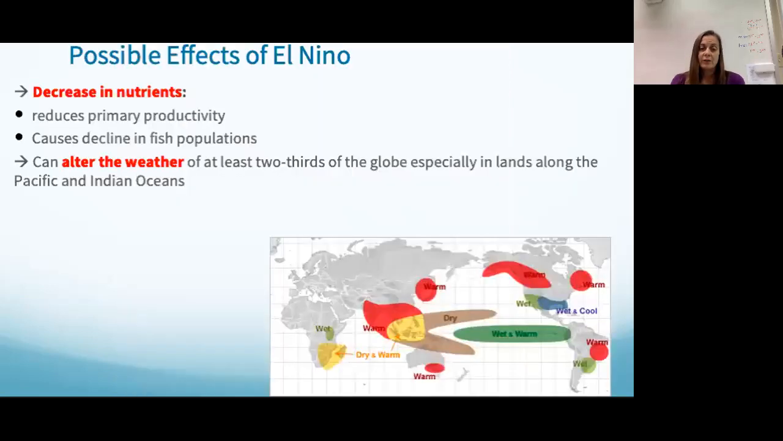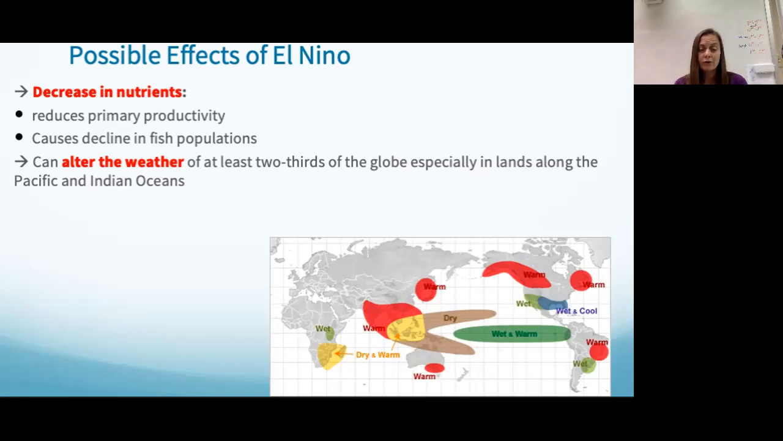So what are some of these potential effects? Because those upwellings don't happen off the South American coast and to a certain extent off the Central American coast, we're going to have a major decrease in nutrients. If we have that decrease in nutrients, we're going to have a reduction in primary producers. We have a cascading effect on the entire food chain, the entire food web. It can cause a decline in fish populations. It can cause changes in the migratory patterns of birds who depend on those fish populations, along with migratory patterns of mammals that depend on those fish populations.